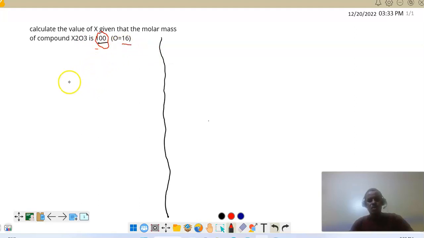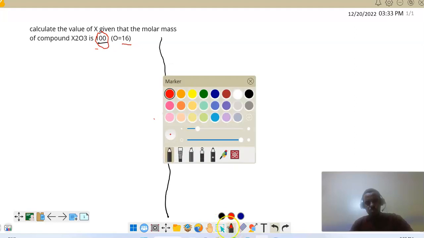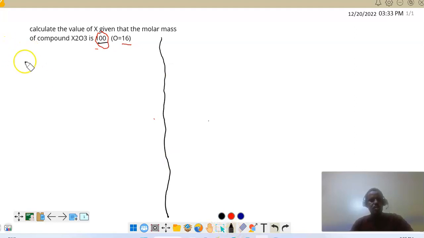So how do you calculate it? When you want to calculate such a question, this is what you are supposed to do. For example, we have X tetraoxide. X tetraoxide means X is an element. It's a cation, not an ion. It's a cation, so it reacted with oxygen. Then this is what will be formed, the compound formed.